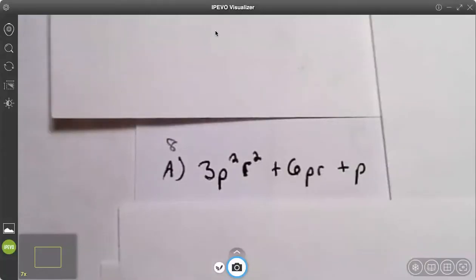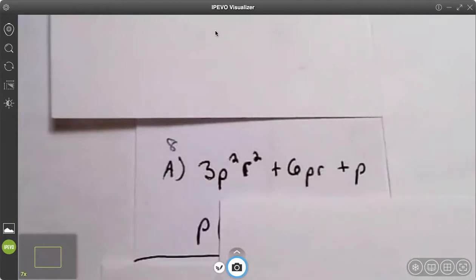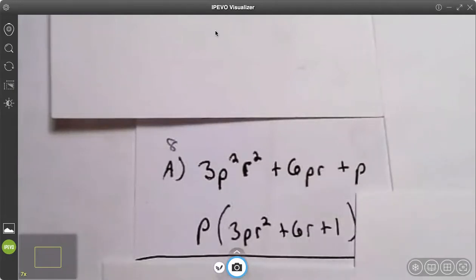Once you get the hang of these, they're really easy and fast. Let's do a couple more. Let's try number 8. Your greatest common factor on number 8 is p. That leaves you with 3pr squared, 6r, and positive 1.